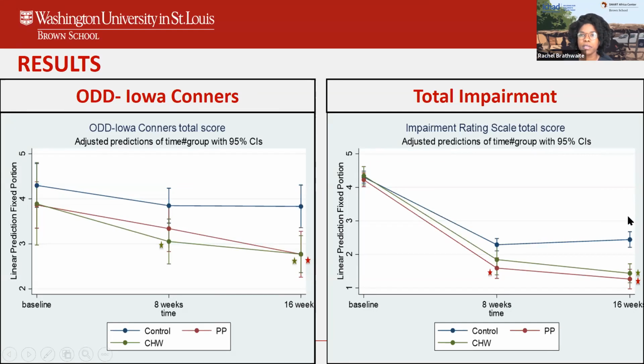For total impairment, we see a similar pattern. At the end of the 16-week intervention, children in both intervention arms had significantly lower levels of impaired functioning. However, at 8 weeks, only the parent-pairs group had lower levels of impaired functioning compared to the controls.